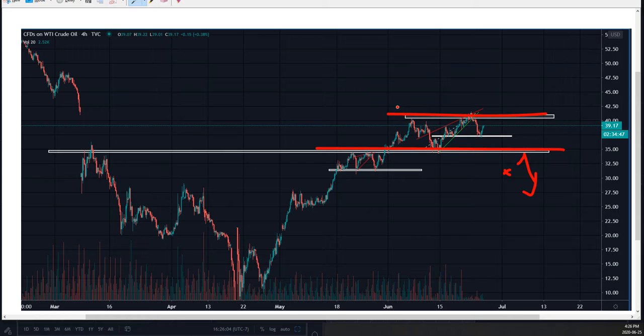And if oil does move to the downside, there's definitely going to be a lot of risk off moves in things like the CAD and the Australian dollar, because they are pretty highly correlated with oil. So keep a lookout for that.